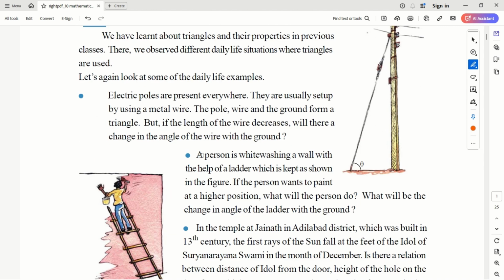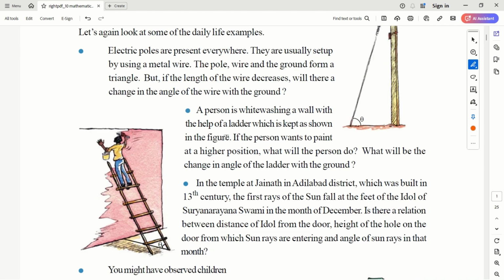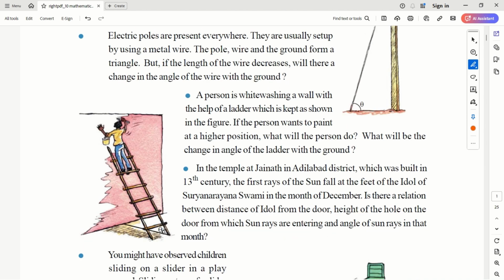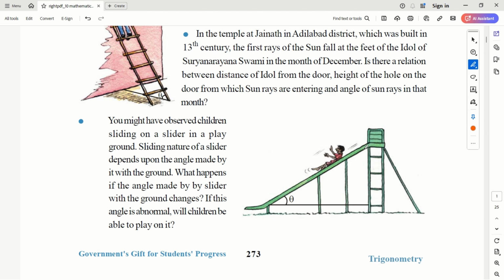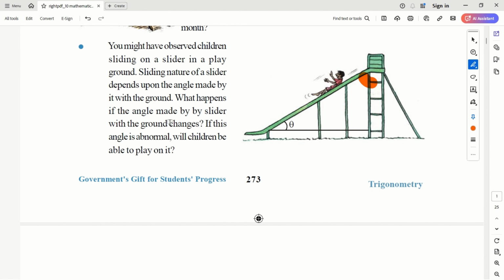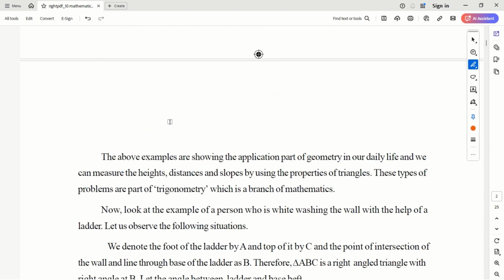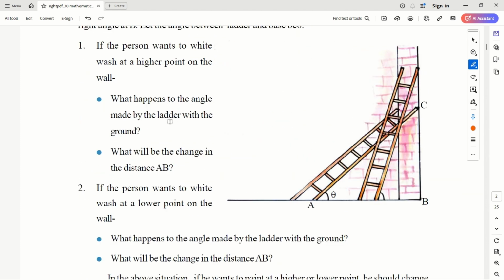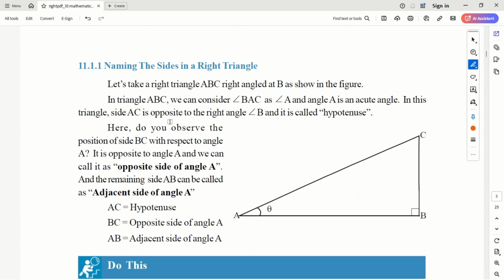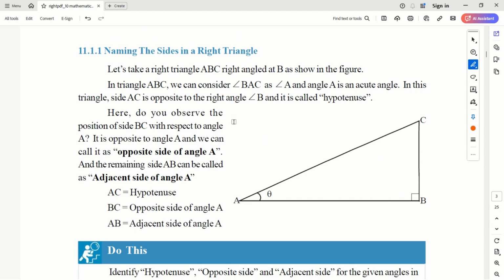There are various examples in nature where you see angles of a triangle. Angle here, angle here, you can find even angle here also, right? You will see various examples. But trigonometry gives you information about how these are all related, angles and the sides of the triangle. So let's first name the sides of a right angle triangle, so that we are all on the same page.